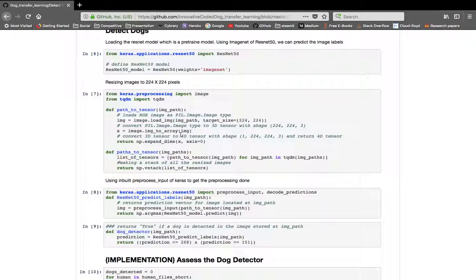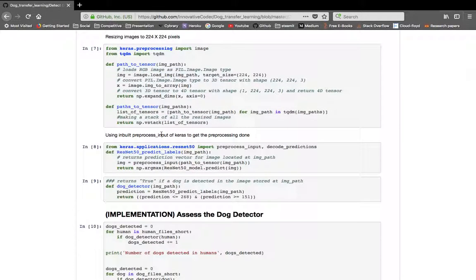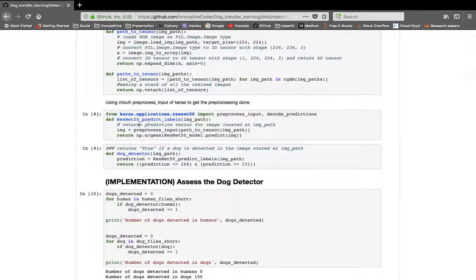Now we are making an array of images, and we are giving the path to the tensors. So we load the images. Now we sort all the images, and we give them to our model. These are functions. We'll be calling them at a later stage.